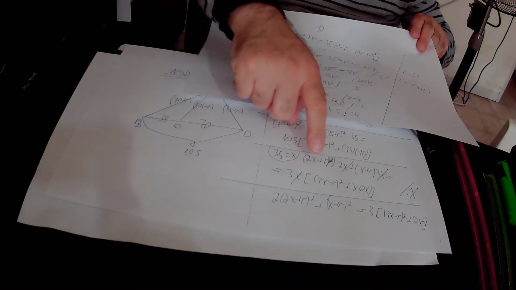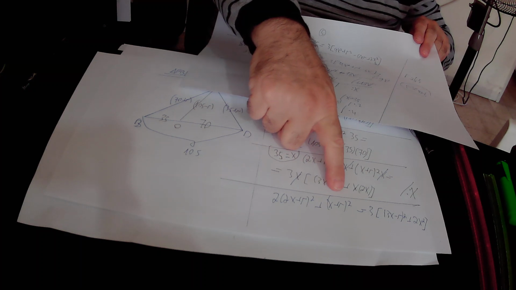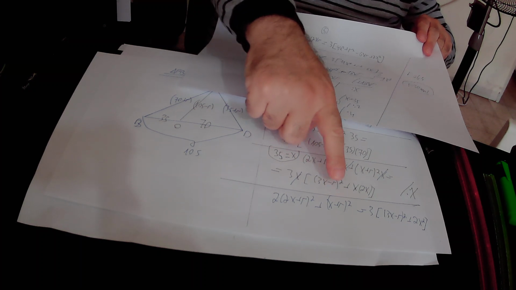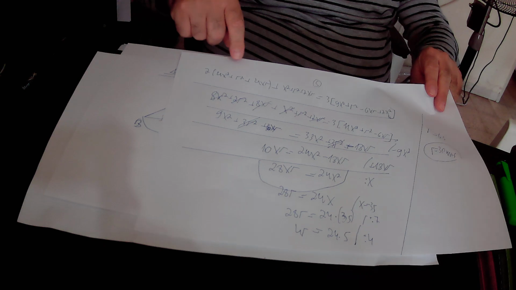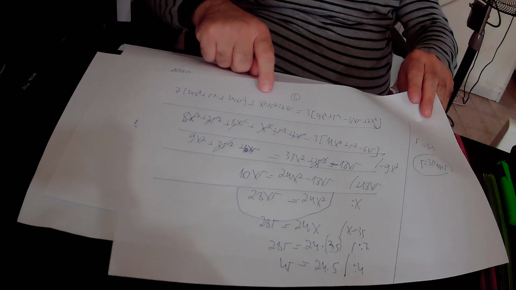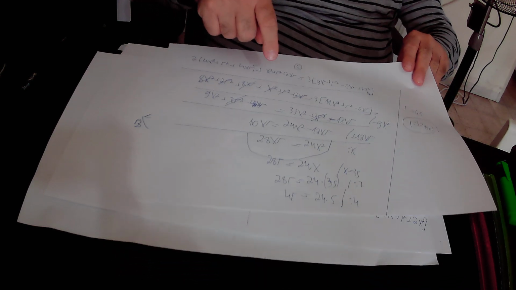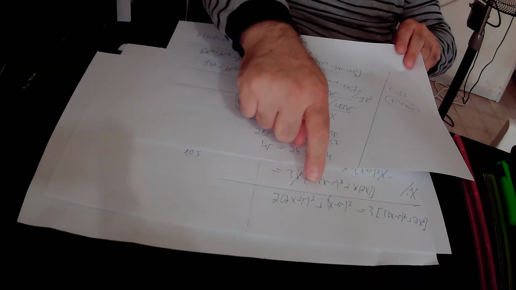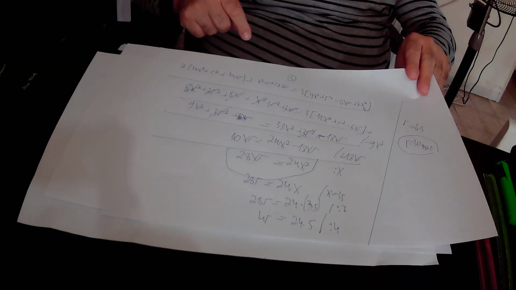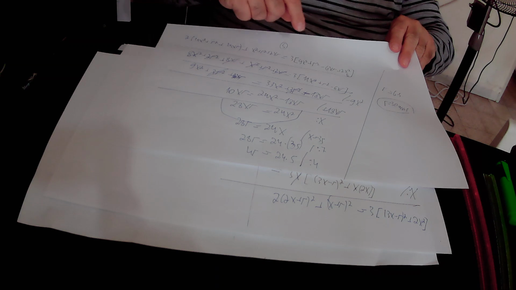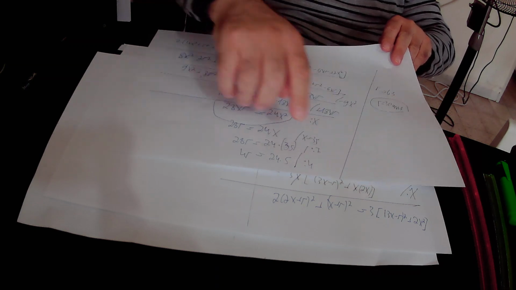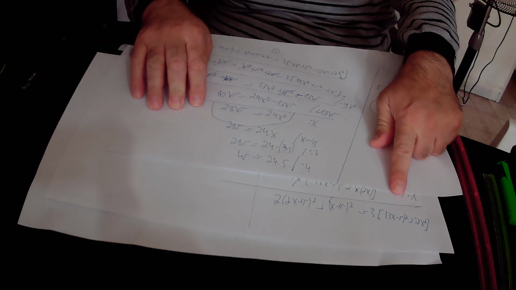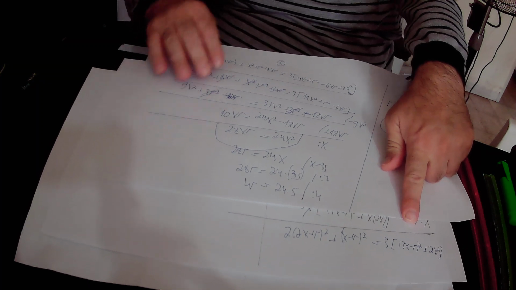here we have (x plus r) squared, which is x squared plus r squared plus 2xr. And it is equal, on the other side of the equation, we have 3, inside the brackets we have (3x minus r) squared.